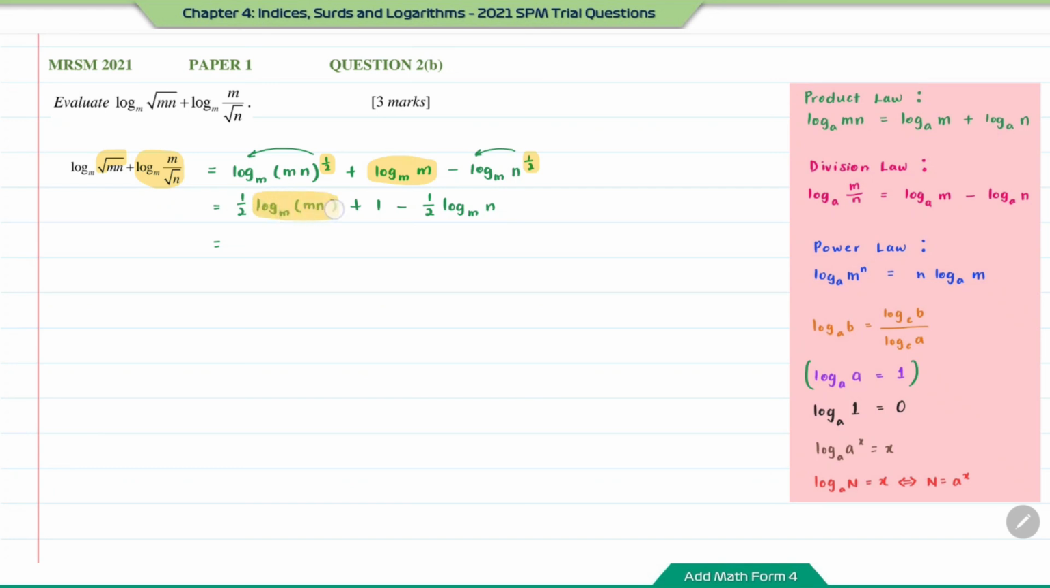Now, for this part, using the product law, I can write this as log base m of m plus log base m of n. Now, I'm going to expand this. So log base m of m is equal to 1. When it multiplies with 1 over 2, it's still going to be 1 over 2, plus 1 over 2 times log base m of n.